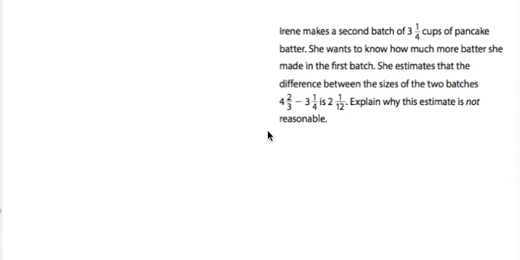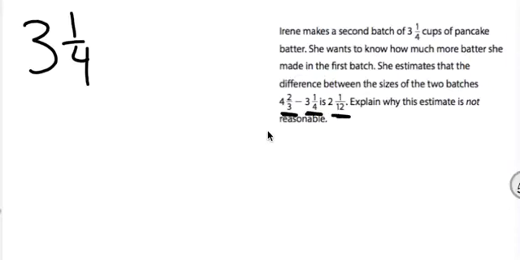Okay, so now Irene makes a second batch of 3 1/4 cups of pancake batter. She wants to know how much more batter she made in the first batch. She estimates that the difference between the sizes of the two batches, that would be 4 2/3 minus 3 1/4, is 2 1/12. Explain why this is not a reasonable estimate.